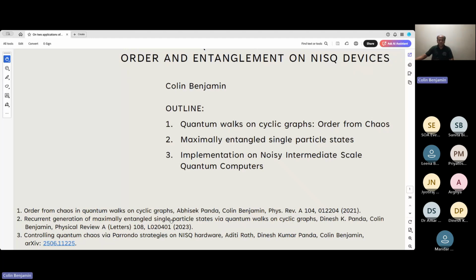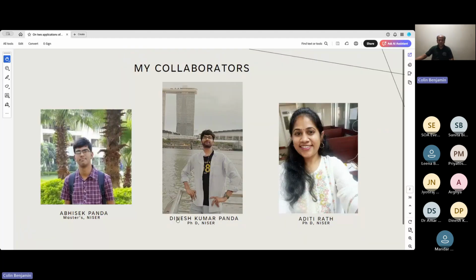Okay, so here are my collaborators. So Abhishek, who did his master's with me, is now doing his PhD. Dinesh and Aditi are doing their PhDs. Dinesh will be completing his PhD very soon, and Aditi has just started.